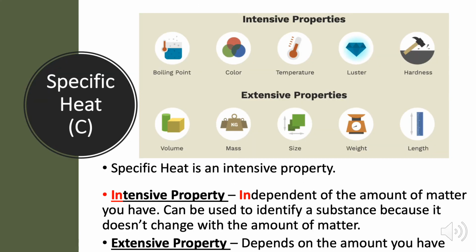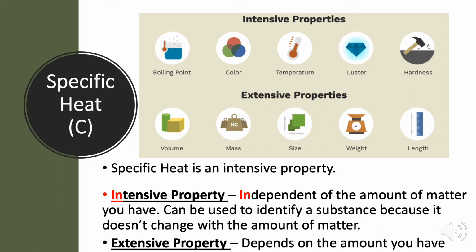Specific heat is an intensive property, and if you remember from quarter one, an intensive property is independent of however much you have. So intensive properties can be used to identify a substance because they don't change with the amount you have. Other intensive properties are boiling point, color, temperature, luster, and hardness. All those things don't depend on how much of it you have. The boiling point of water is always going to be 100 degrees Celsius.